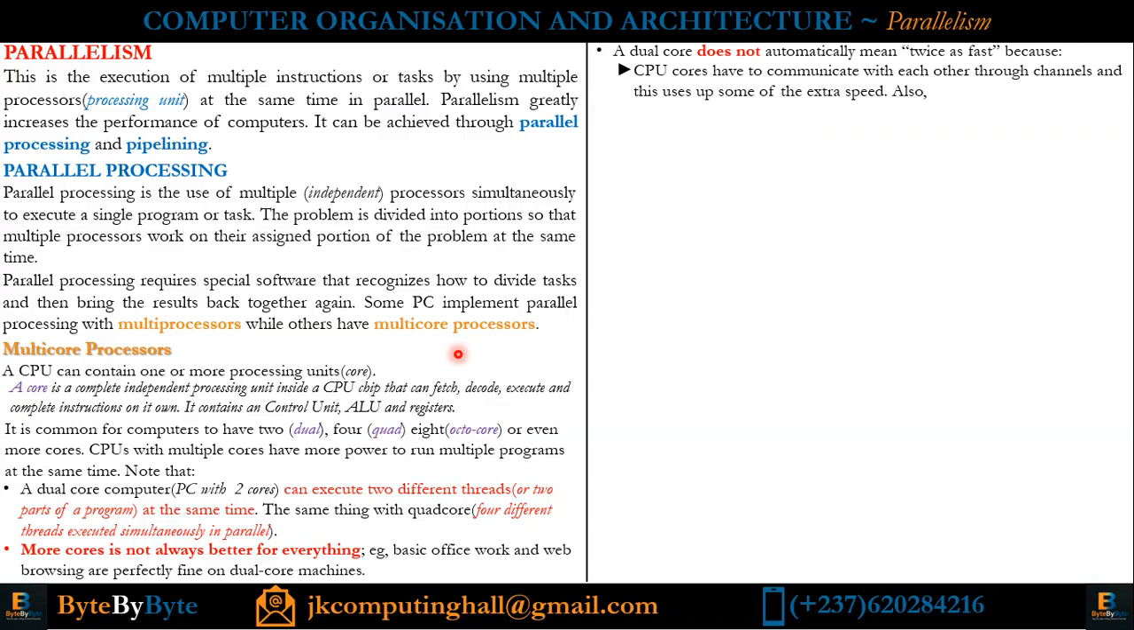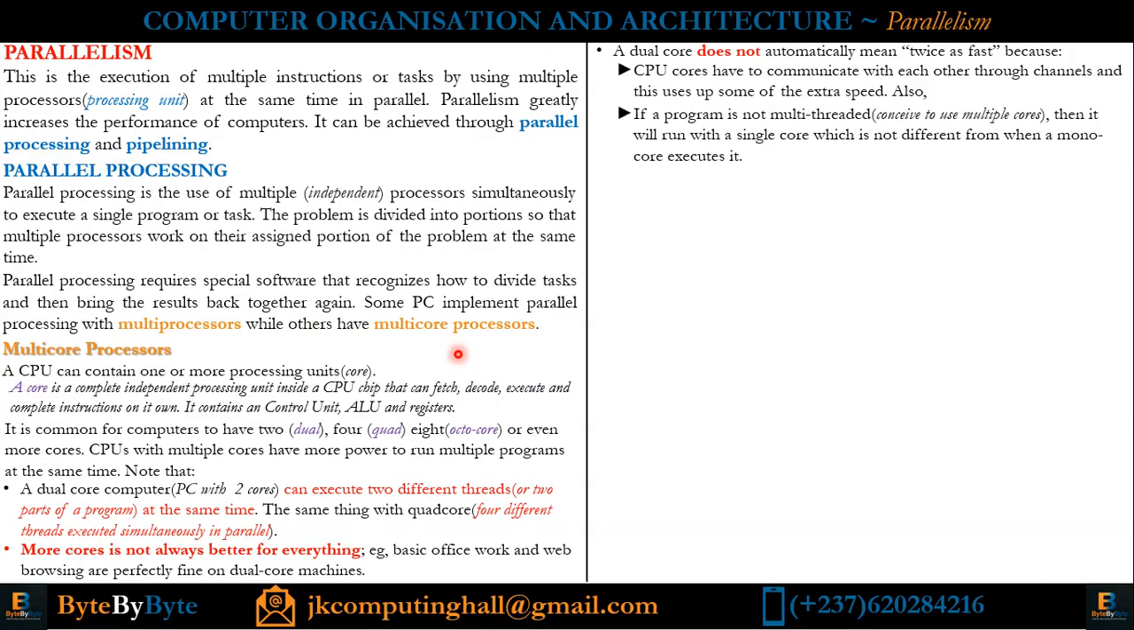So the communication that the cores take in communicating reduces the speed gain. Also, if a program is not multi-threaded, that is, not conceived to use multi-core, because there are some programs conceived in such a way that they cannot be broken down and can be managed only by one core, then it will run with a single core, which is not different from when a single core executes it. That brings us back to this level. And multi-core is not always better for everything.